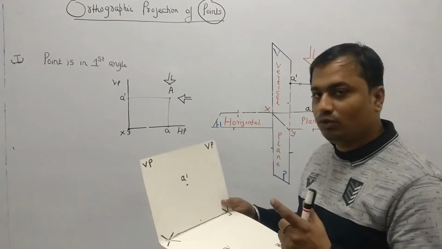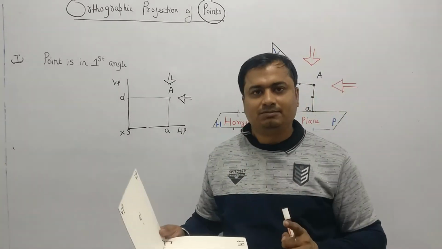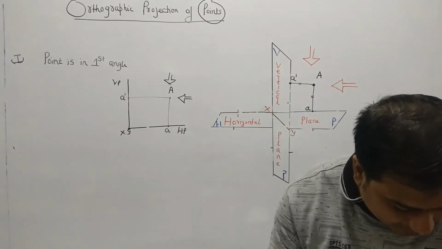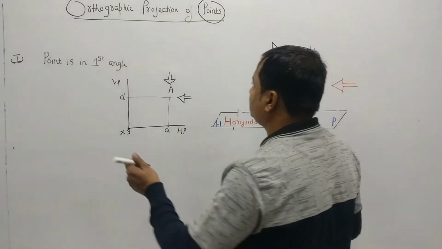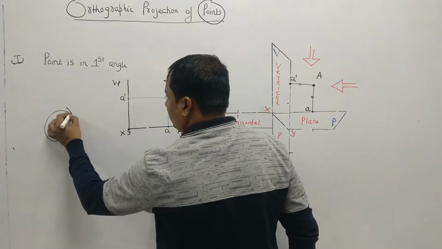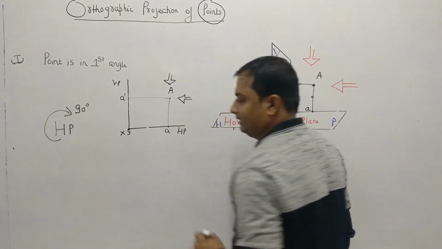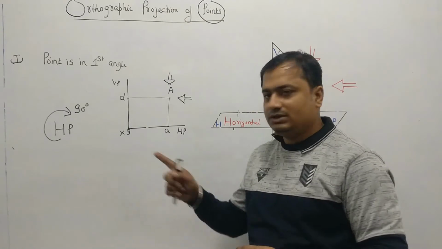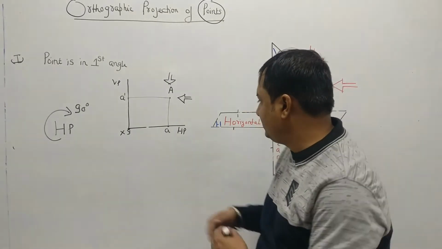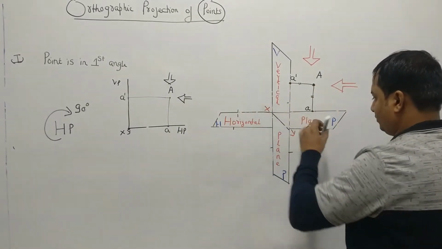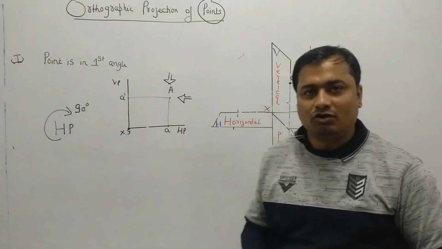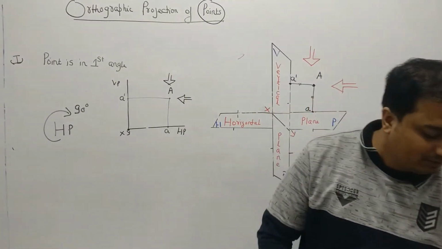So what is the rule we have to follow to convert these two planes into a single plane? The rule is that we always have to rotate the HP clockwise by 90 degrees. This is my HP. So HP is going to rotate 90 degrees clockwise, just to convert the two planes into a single plane.